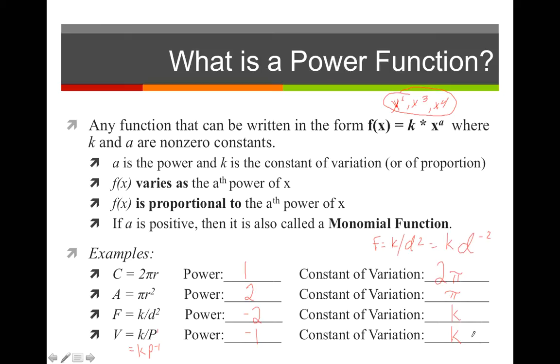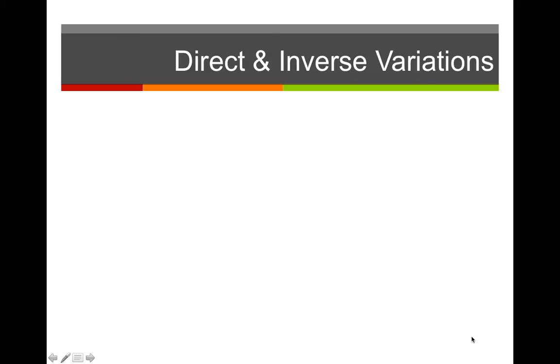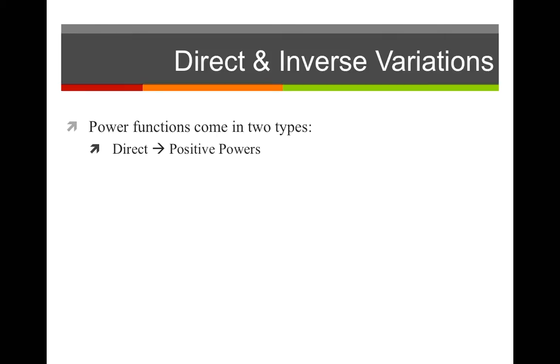All right, so that's what a power function is. We can call them two different things. We can call them direct or inverse variations. So if it has a positive power, like those first two examples, those are called direct variations, or x varies directly with y. If you have negative powers, like those last two examples, those are called inverse variations. So x varies inversely with y. Or in that last example, P varies inversely.